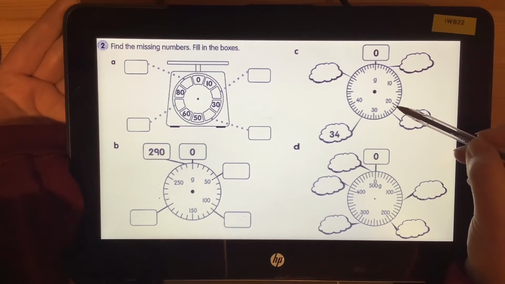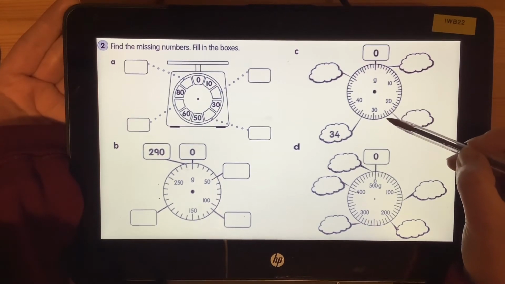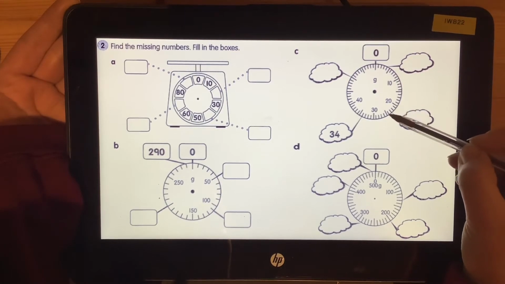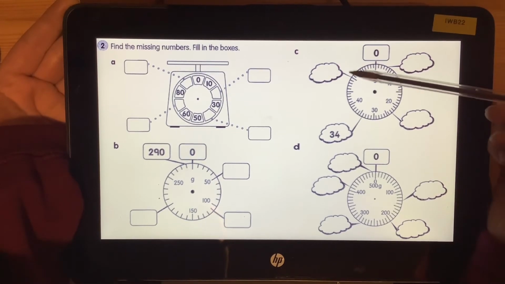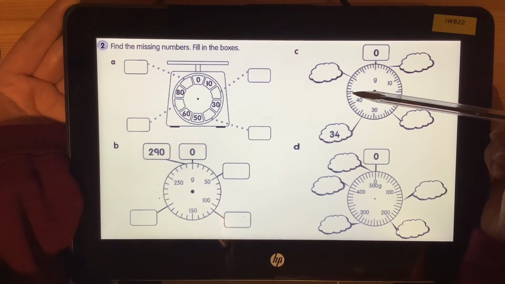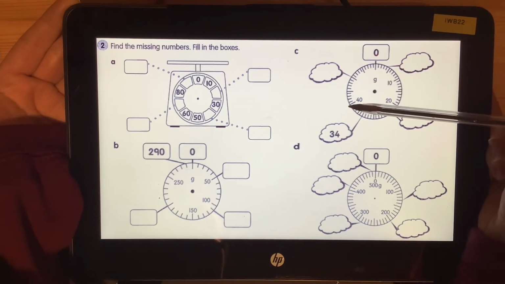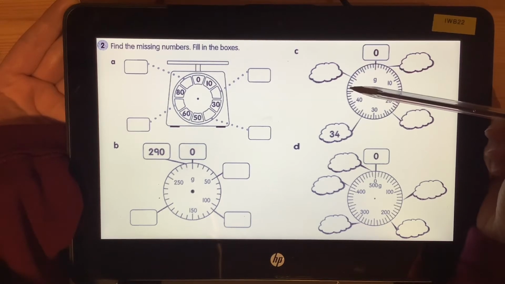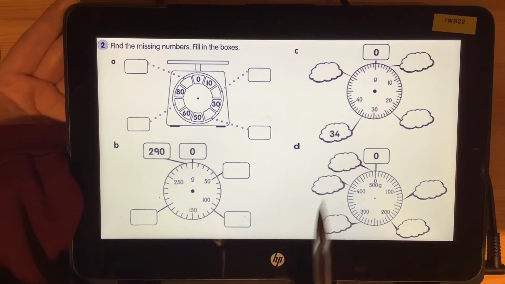Looking here, I've got 20. I've got my halfway mark between 20 and 30, so that must be 25. Now this time it's 1, 2, 3 after 20, so that mark is 23. Finally up here, we've got 40. I know that mark there is 45 because it's halfway. And then if I carry on, 5 more is 50. And if I were to count round, 41, 42, 43, 44, 45, 46, 47, 48, 49, 50. It is correct. So that mark there is 50.